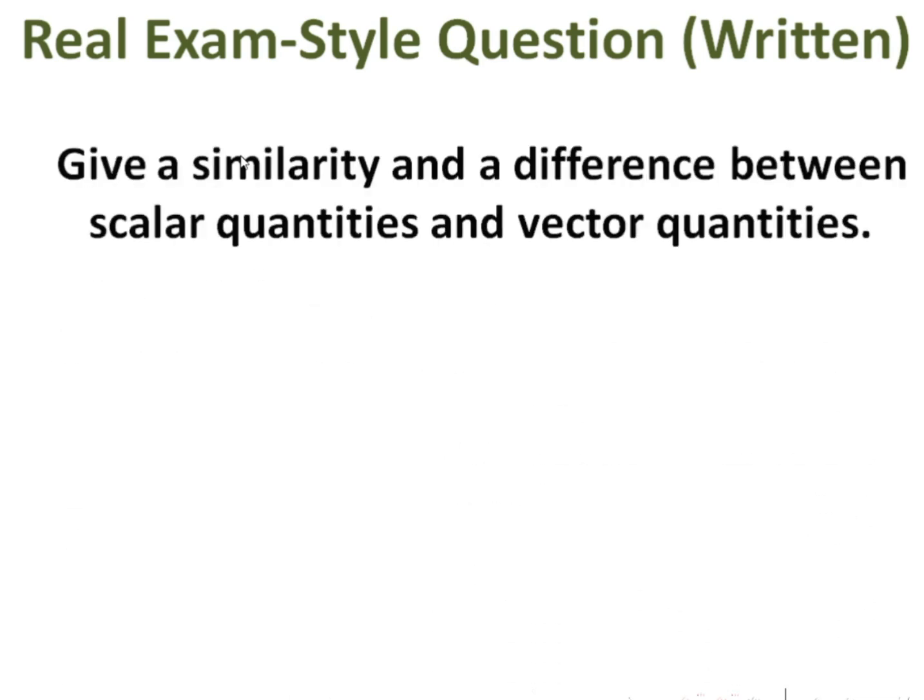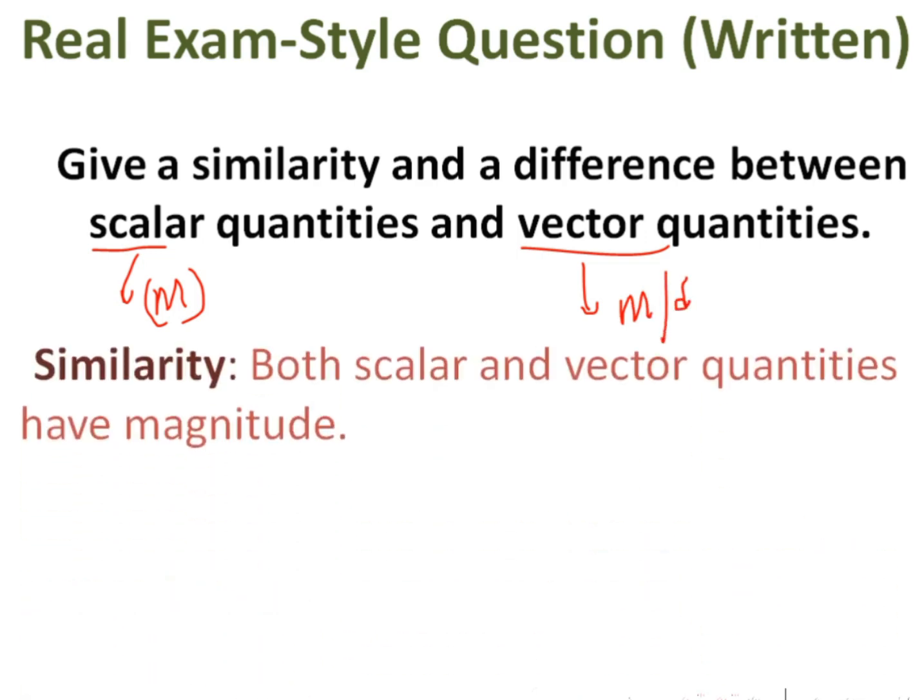This is a written style question. Give a similarity and a difference between scalar quantities and vector quantities. If you have to mention a similarity and a difference, you need 1 point each. So, when we are discussing scalar and vector, we know now scalar quantities only have magnitude, but the vector quantities have magnitude and also direction.